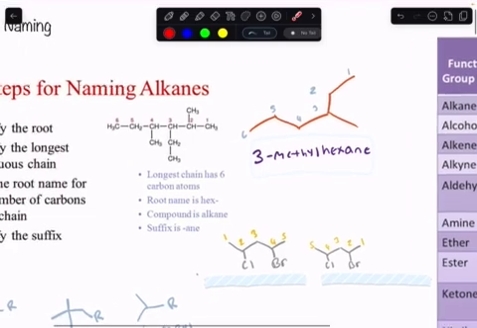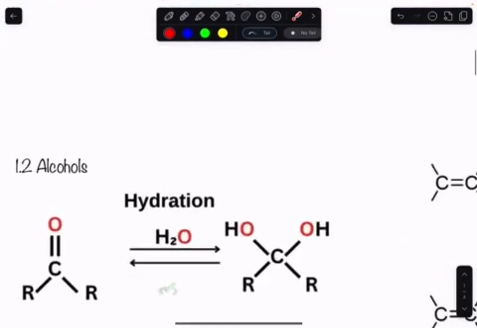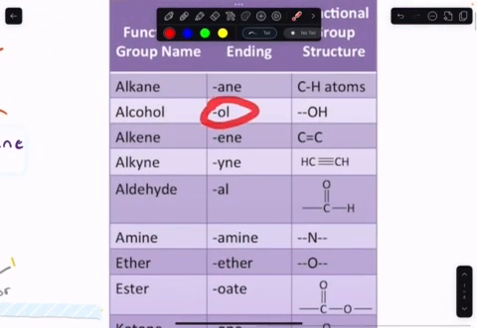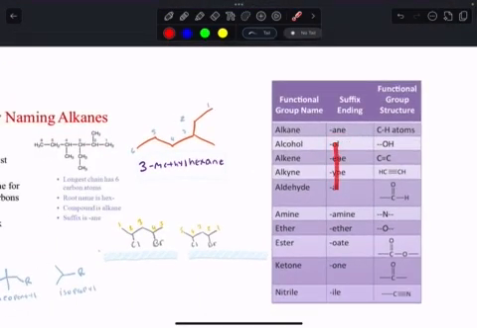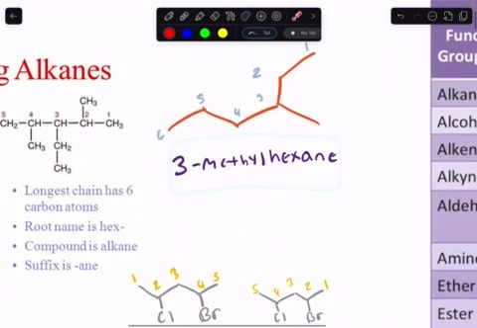So let's look at this chart over here. Again, right now we're focused on alkanes, and the ending is ane. But the next section is actually alcohols. So when you name alcohols, your ending is going to be ol. We're going to get through all of these as we keep going, but just keep this in mind as you're learning. So that's the general steps of naming alkanes.